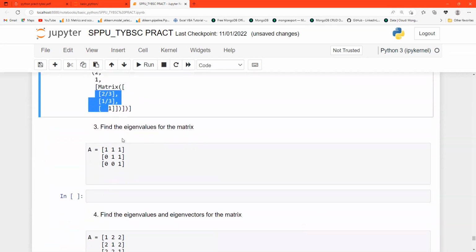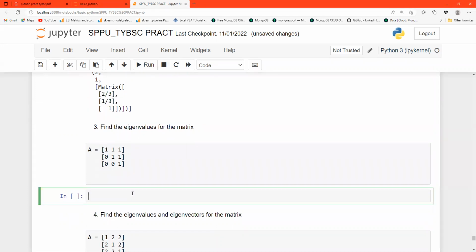Now next, the third example: find the eigenvalues for the matrix. So in this example we have to find the eigenvalues for the matrix. Again I will import the sympy library. From sympy I want to import the Matrix function.